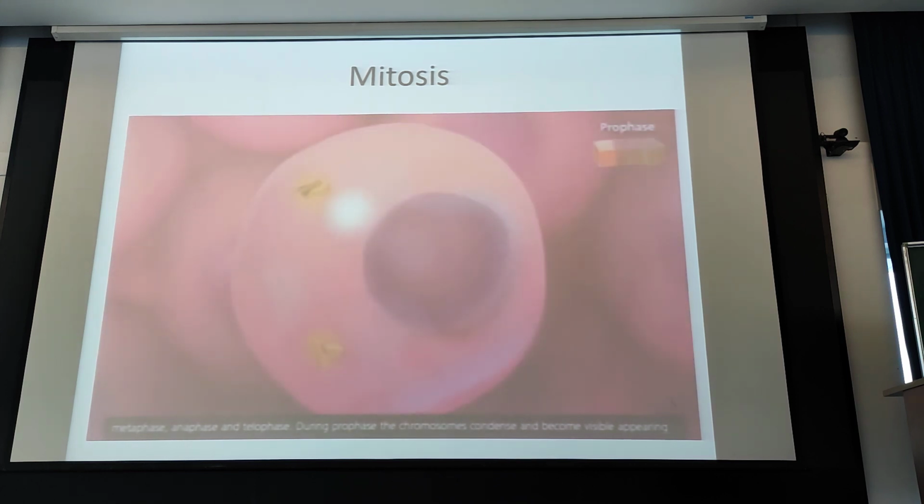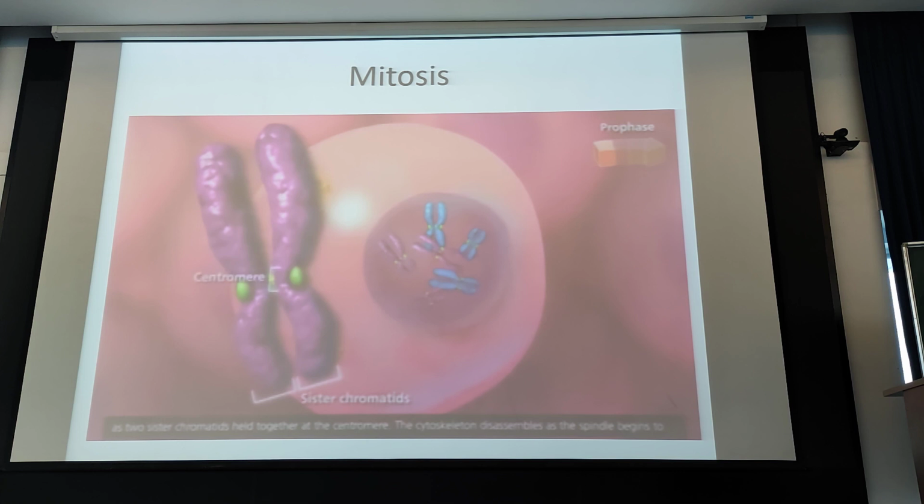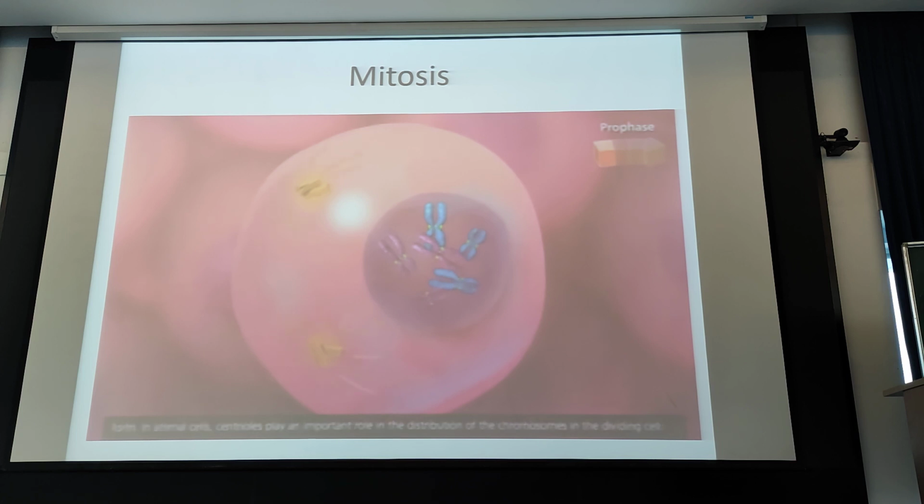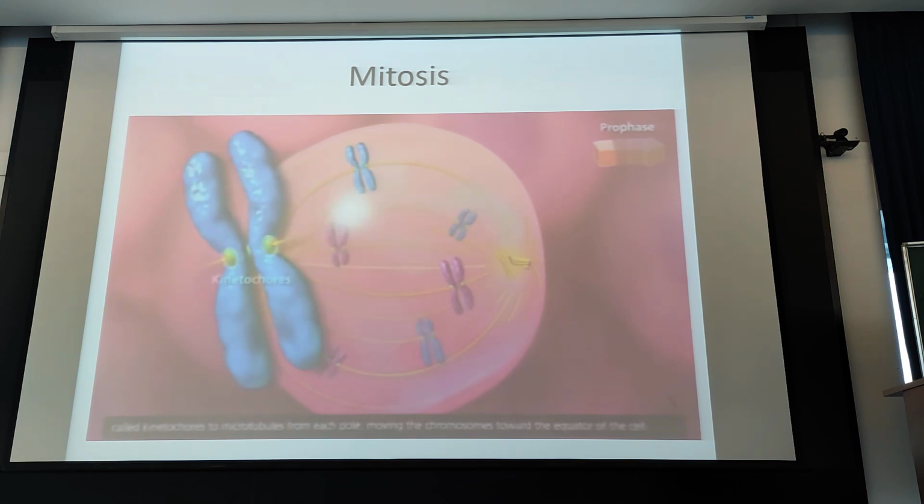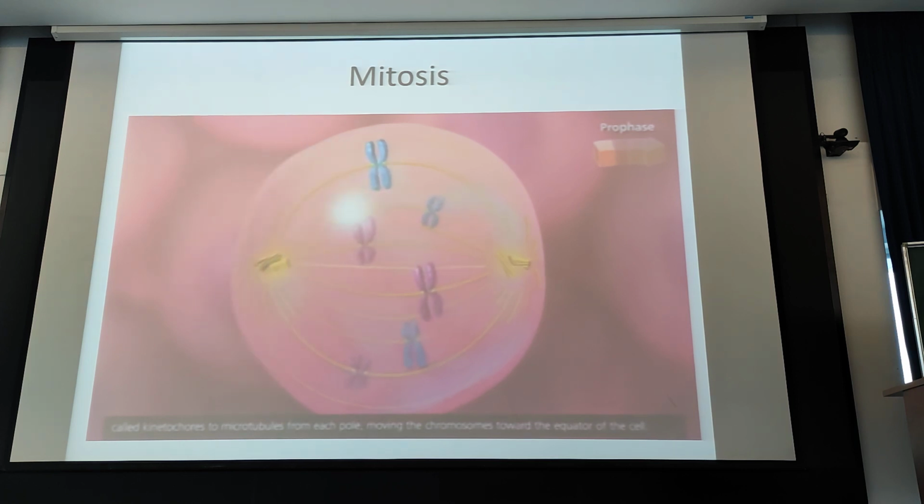telophase. During prophase, the chromosomes condense and become visible, appearing as two sister chromatids held together at the centromere. The cytoskeleton disassembles as the spindle begins to form. In animal cells, centrioles play an important role in the distribution of the chromosomes in the dividing cell. The centrioles migrate to opposite poles, establishing a bridge of microtubules called the spindle apparatus, and the nuclear envelope breaks down. Towards the end of prophase, chromosomes attach by proteins in their centromeres called kinetochores to microtubules from each pole, moving the chromosomes toward the equator of the cell.